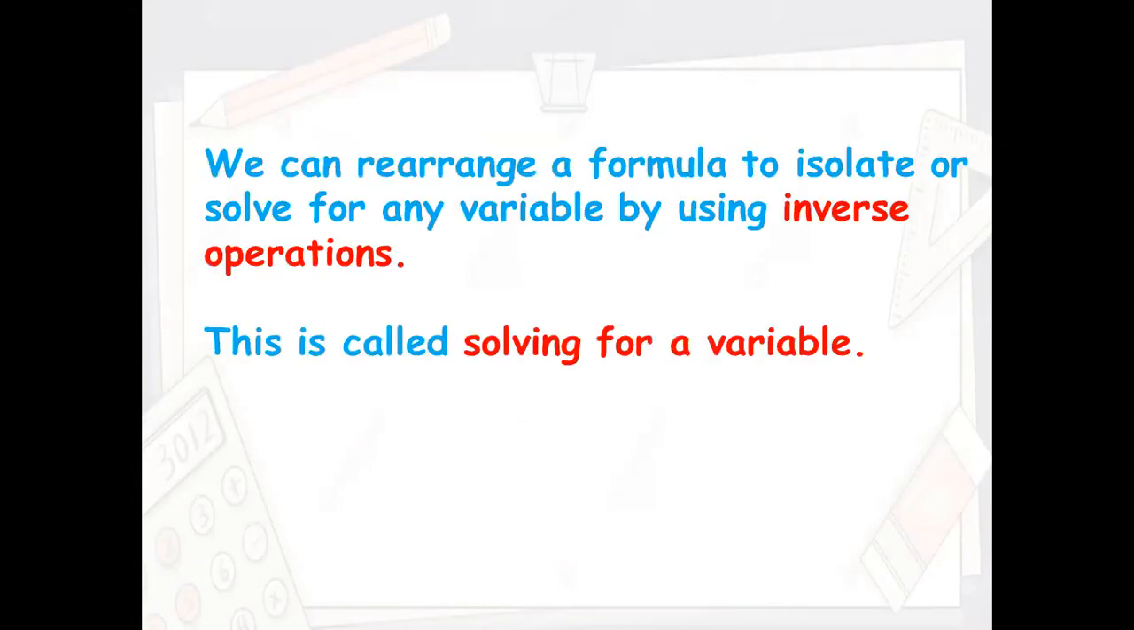Okay, so to start with, the important thing here: we can rearrange a formula to isolate or solve for any variable by using inverse operations. Now this word isolate means to keep alone. All right, so isolate means to keep alone. As the lesson name suggests, solving for a variable, we are going to isolate a variable. We are going to keep a variable alone according to the question. So the question says isolate or solve for a variable, maybe A, maybe K. So we are going to isolate, or solve for, that particular letter which they want.